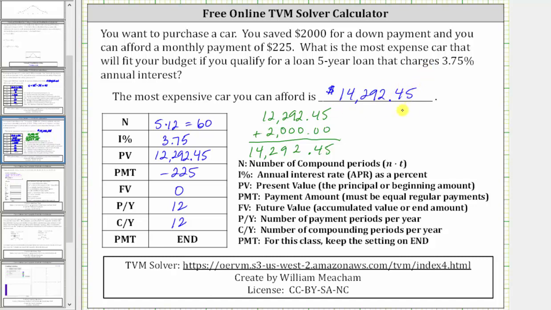Again, if a car costs this much, you would make the down payment of $2,000, and the rest would be paid by the loan of the $12,292.45.